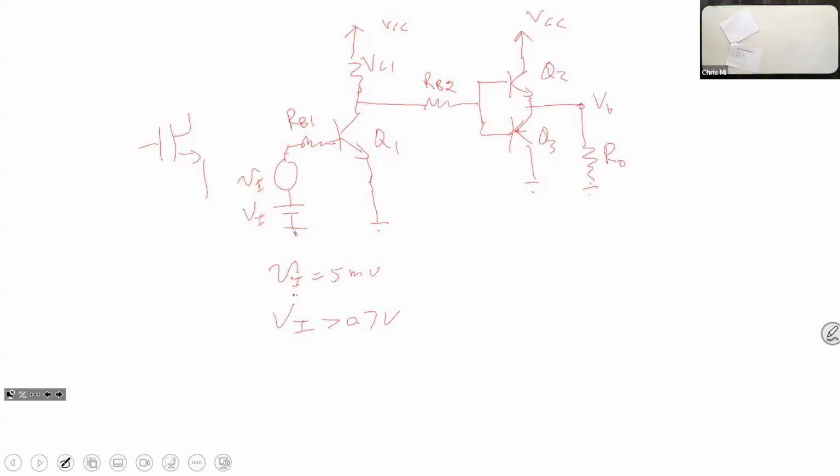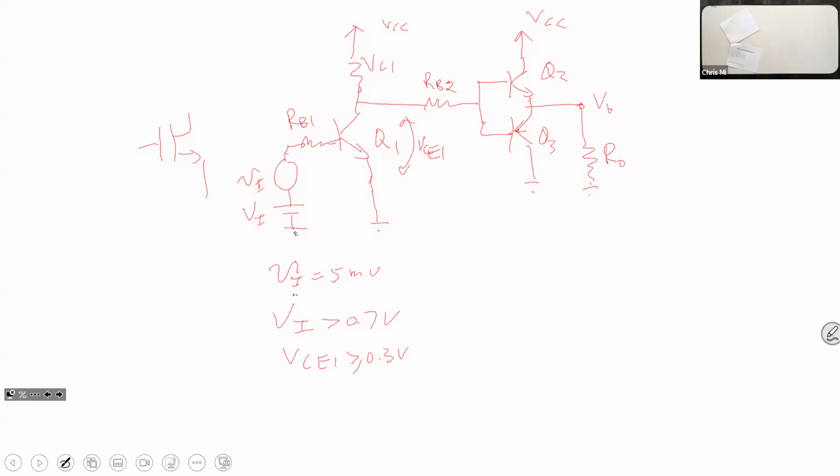It's not in the active mode. Are we in the saturation mode? We don't know yet. We know that it's going to be conducting, but in order to be in active mode, of course, we need to have another variable, VCE1. VCE1 has to be larger than or equal to 0.3 volts. That's another variable.